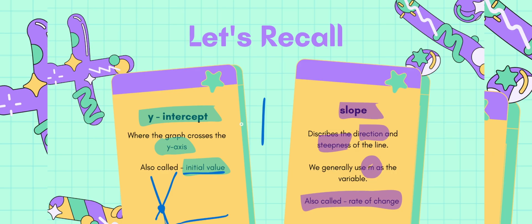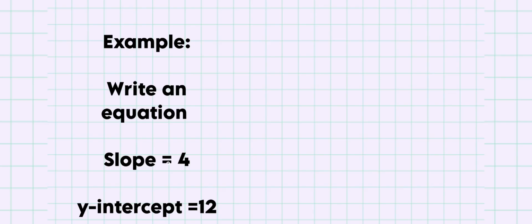But then when we get into doing 4-quadrant graphs, it's not always going to be the initial value because the graph starts down here, not up here. So that's why we changed it to y-intercept, because it's where it crosses the y-axis. Okay? So let's practice. First off, we're going to write an equation using the slope of 4 and the y-intercept of 12.